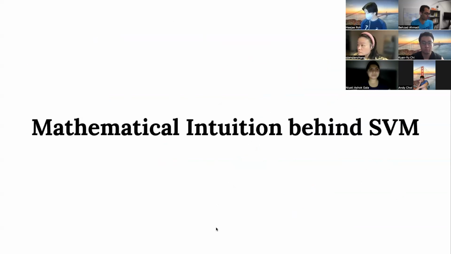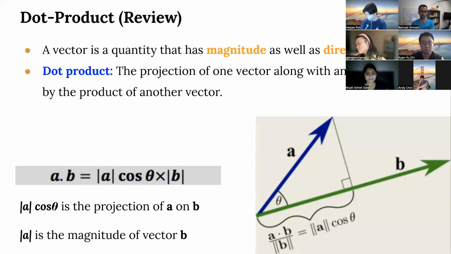Now let's get to the not that much of a pleasant part of it. What is the mathematical intuition behind SVM? I'm going to go through this really quickly because the audience is kind of interested.